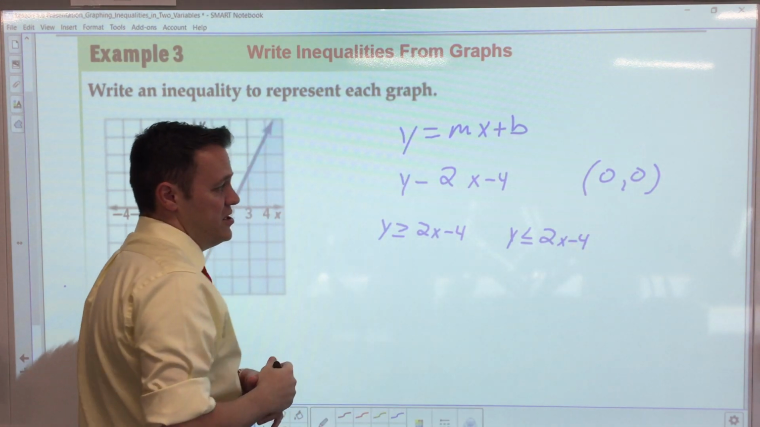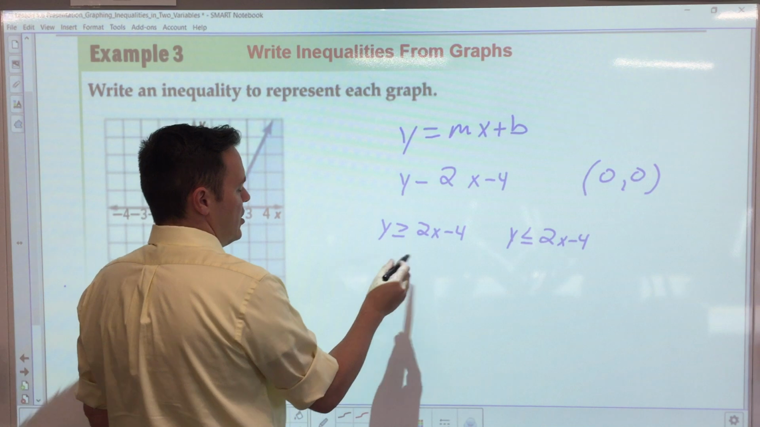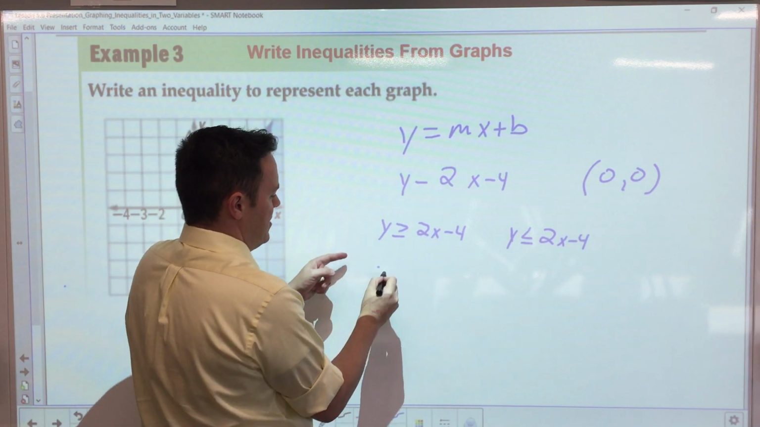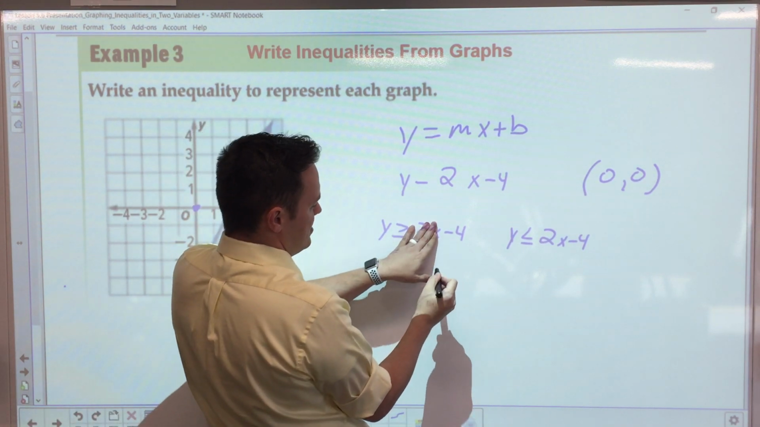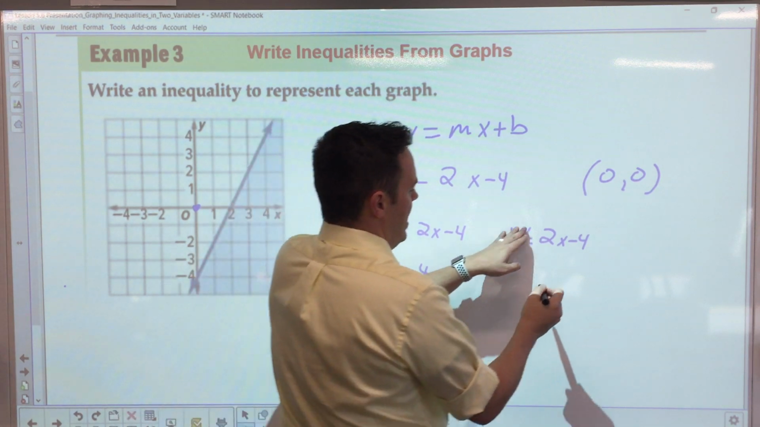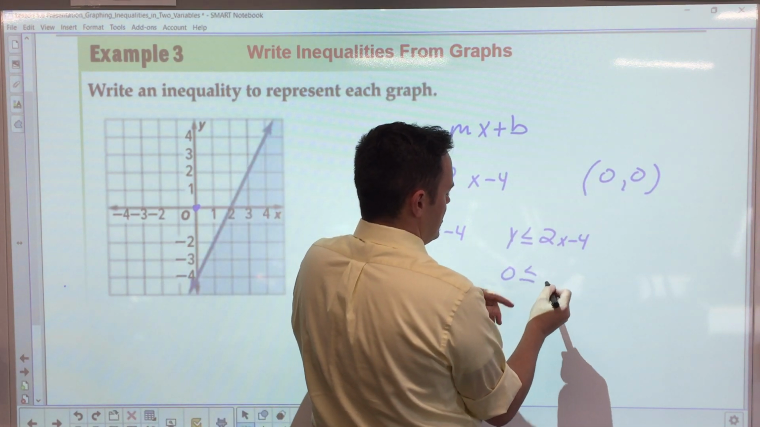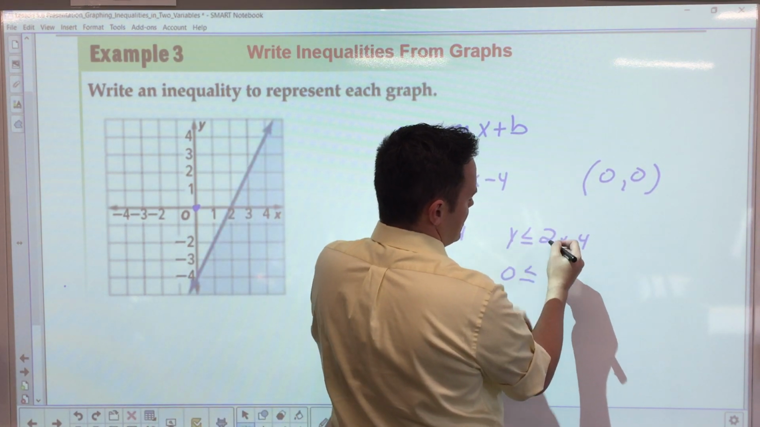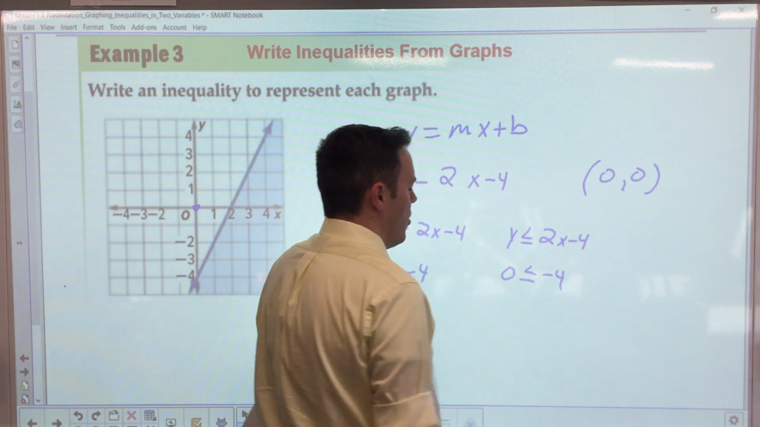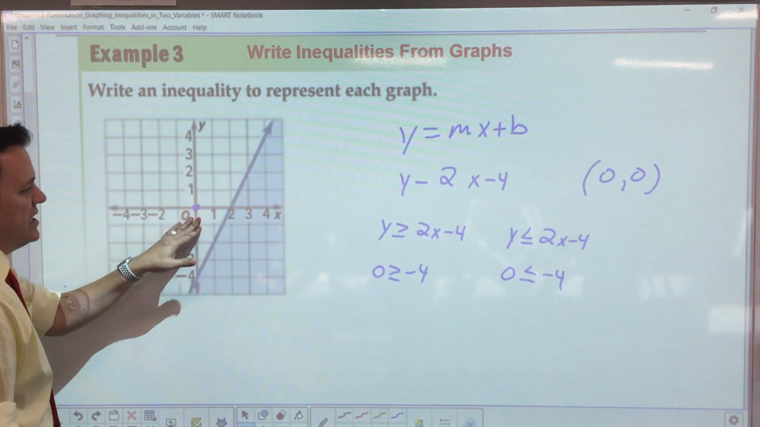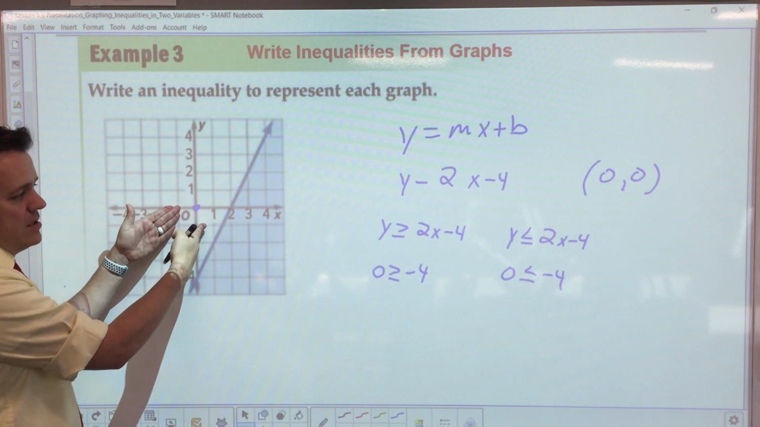Okay? And then all you need to do is plug in the 0, 0. So if I plug in 0 to this, it's going to be 0 is greater than or less than. This will cancel out, -4. And then this one here is 0 is greater than or equal to, and this cancels out because it's times 0, -4. So which one of these is the false statement?